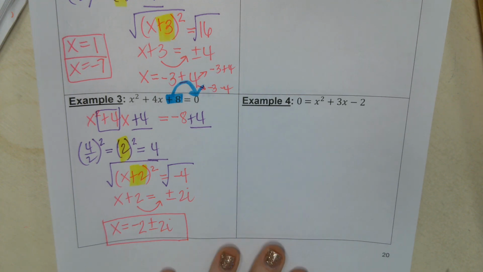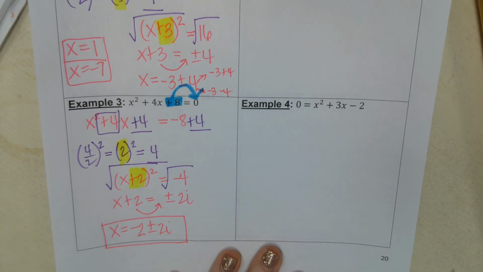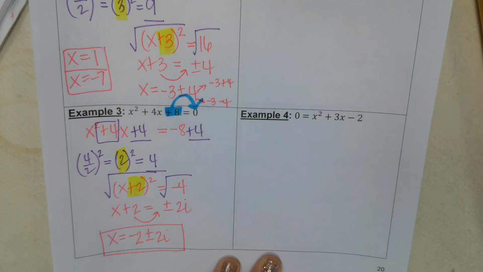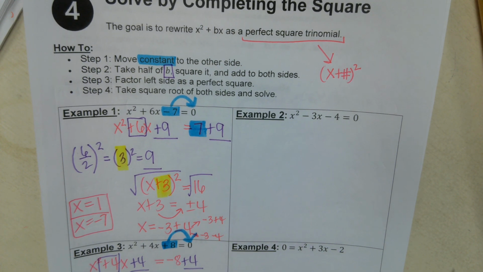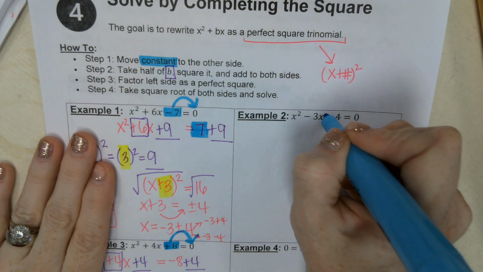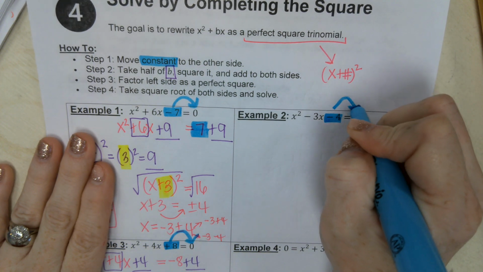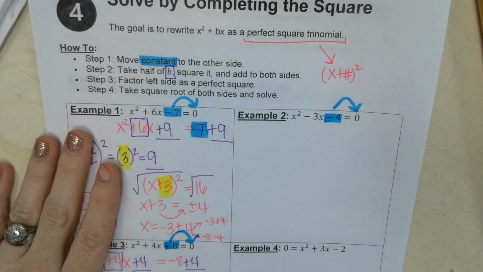Okay, I want to do one more with you, okay? I want to do example number 2. All right, so right here, I'm starting by taking my constant, which is -4, and I'm going to move that to the other side.